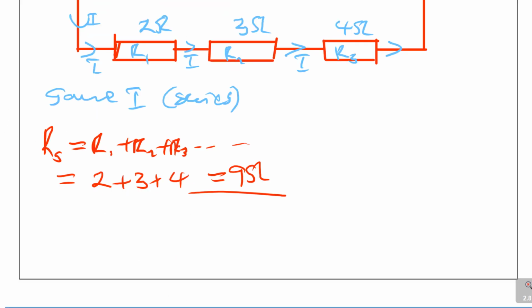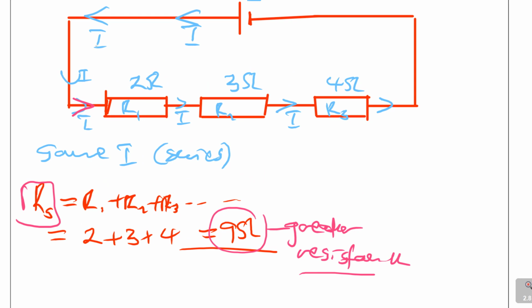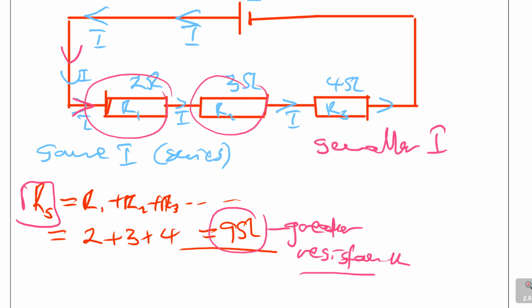Look at it. When they are in series, you see series has what? Greater resistance. They were the same resistors 2, 3, 4, but look, I got 9 ohms. Greater resistance. So to achieve a greater resistance, you connect them in series. If you want current to be smaller, or difficult to flow, remember resistance is the opposition to the flow of current. So if you want this current to struggle going through so that you get smaller current, put them in series.